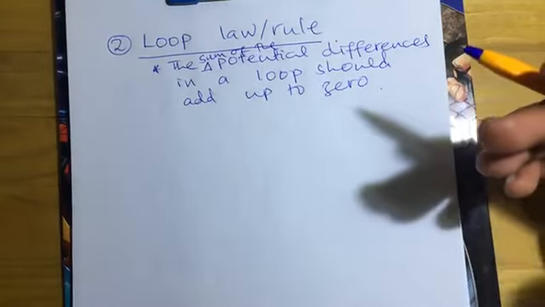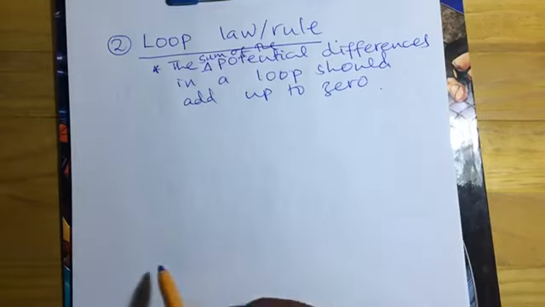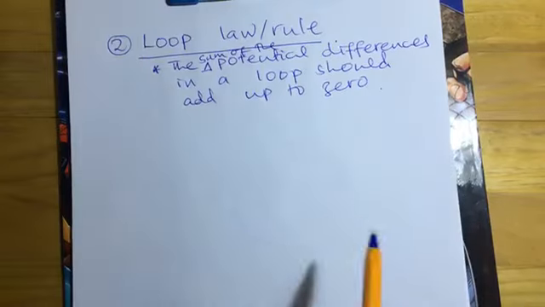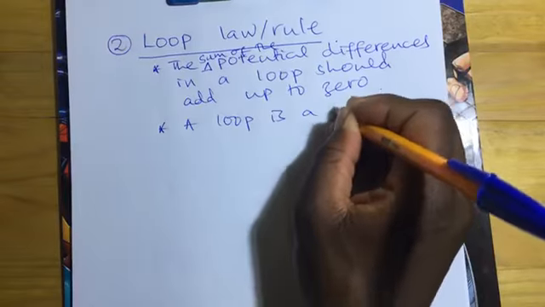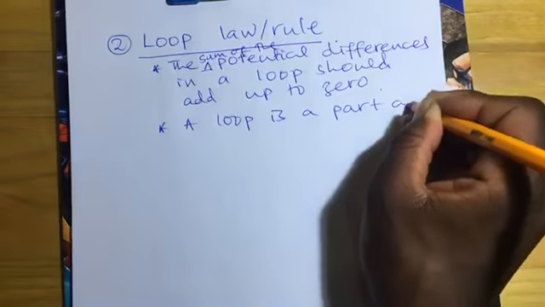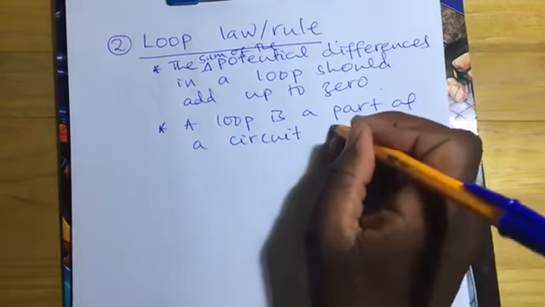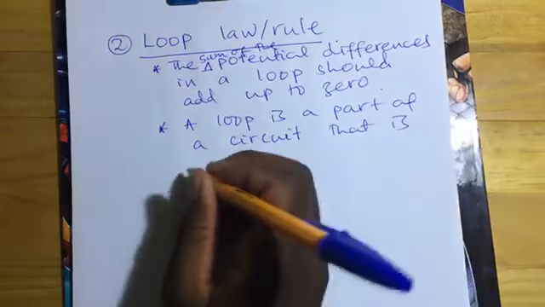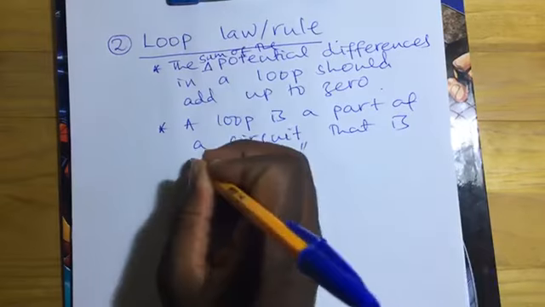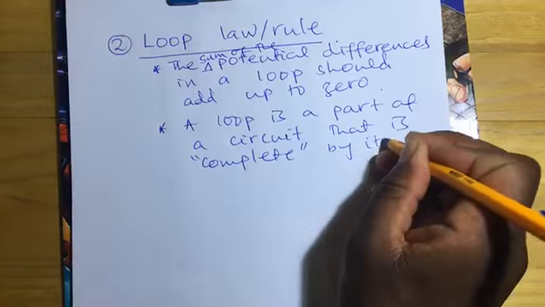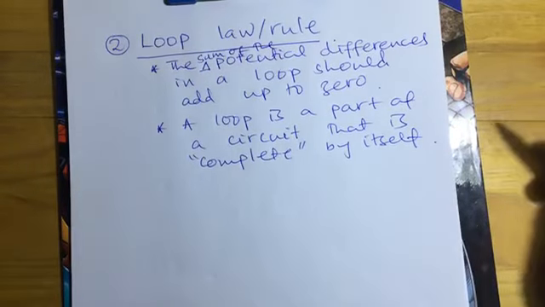Okay, so a loop is basically just a part of a circuit that is closed up. So we can say a loop is a part of a circuit that is complete by itself.